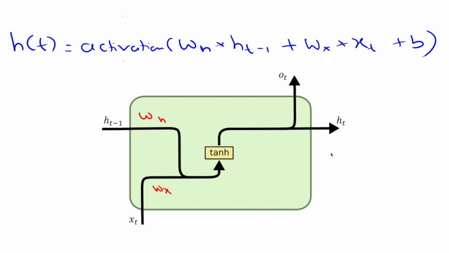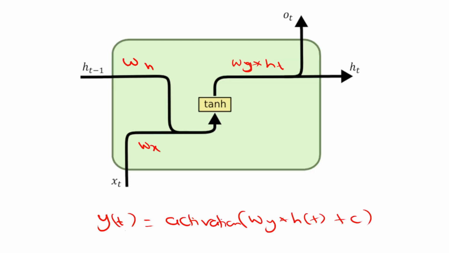Okay, we'll break this down. Wh is the weight matrix for the hidden state. Wx is the weight matrix for the input. b is the bias term. And activation is a nonlinear activation function like tanh or ReLU. Tanh squashes the value between -1 and 1, while ReLU sets negative values to 0. These weight matrices are learned during training. The bias term helps the network learn even when the inputs are 0. And the activation function introduces nonlinearity, allowing the network to learn complex patterns.